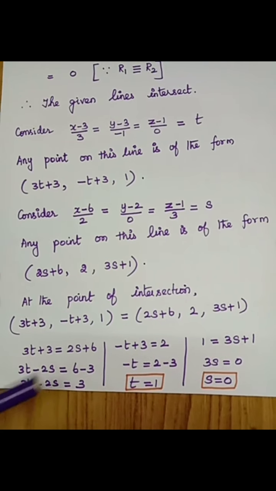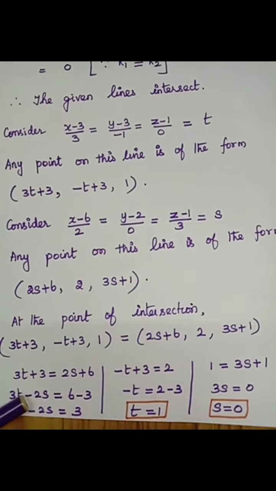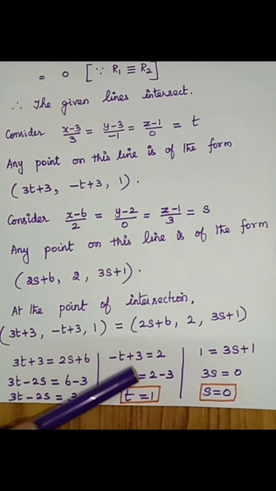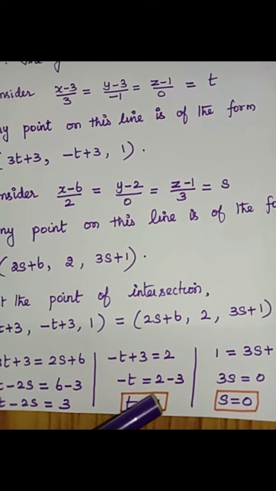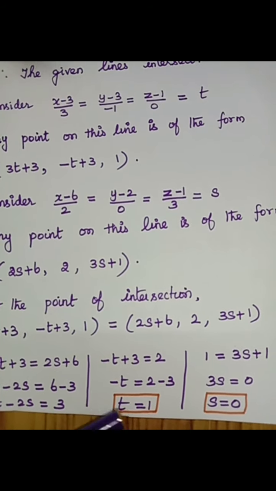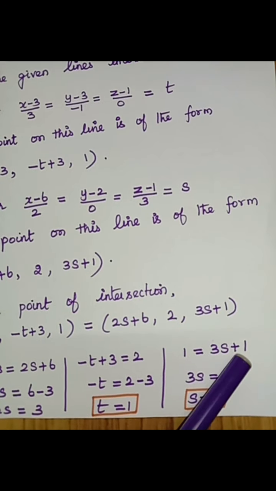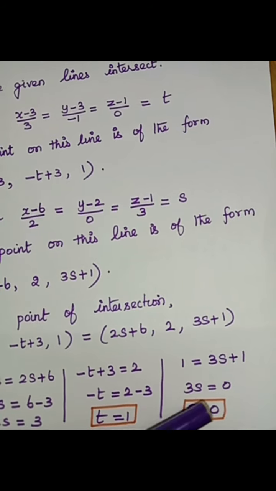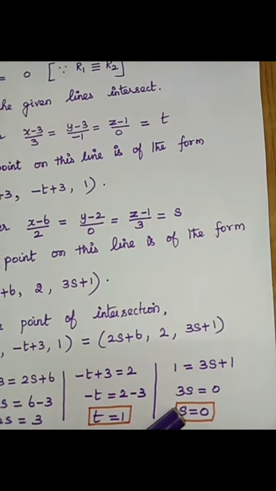In the same way, for the y coordinate, minus t plus 3 is equal to 2, and 1 is equal to 3s plus 1. Okay, so when you bring this 2s to the left side, it will become minus 2s. So the number on the right hand side is 6 minus 3, that is 3. And come to here, this 3, when you take it to the right side, it is minus 3. So 2 minus 3 is minus 1. So minus t is equal to minus 1. So t is equal to 1. In the next one, 3s plus 1, when you take it to the left side, minus 1. So 1 minus 1 is 0. So 3s is equal to 0, which means s is equal to 0. Either you can find t or s.